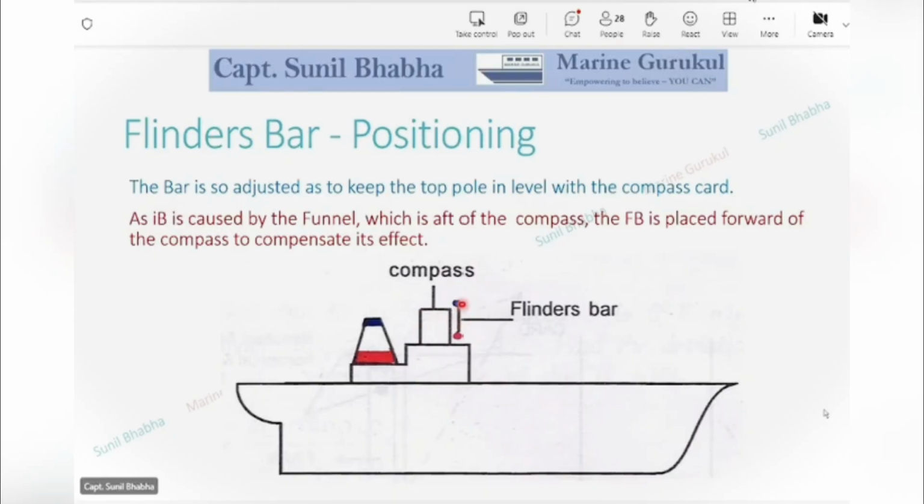Now what we have done here is we have placed a Flinders bar forward of the compass. The Flinders bar is also made of soft iron. So when you place this Flinders bar, it also gets induced by the Earth's magnetic field and generates a blue pole on the top end. Now this blue pole forward of the compass cancels out the effect of the funnel which is abaft of the compass.